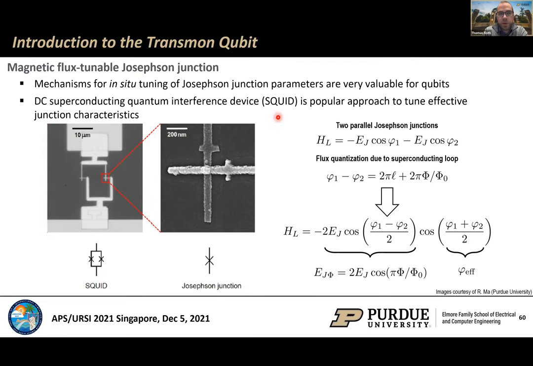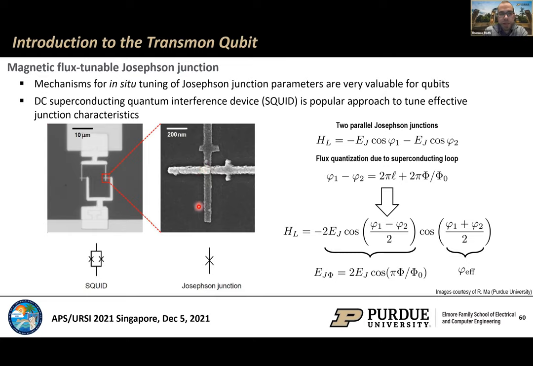So this is one of the most popular approaches to be able to tune the effective junction characteristics. So this is what we're looking at here. We have two Josephson junctions in parallel, and we have a small superconducting loop that's formed in between them. You can zoom in, and again, this is that Josephson junction where we have one layer of the junction. It gets oxidized so that there's not a direct contact between this other superconductor that's laid on top of it, and you get this very small Josephson junction here.